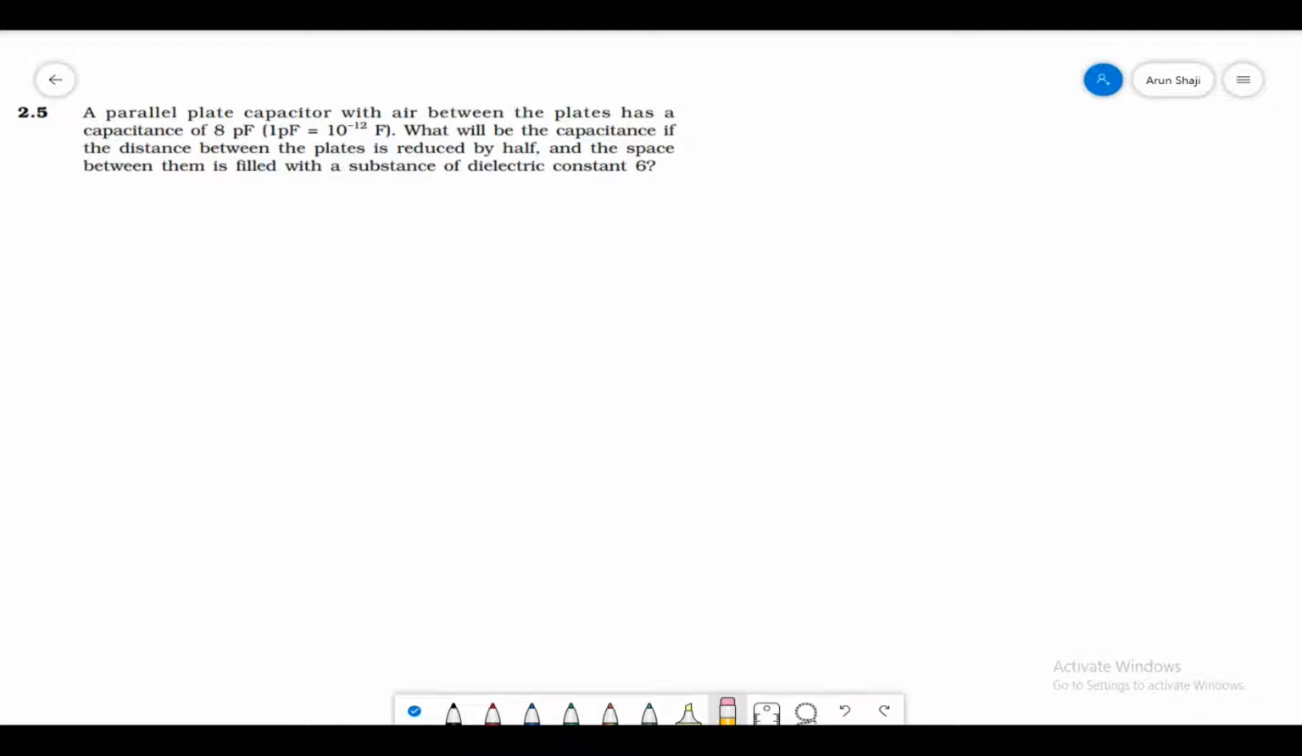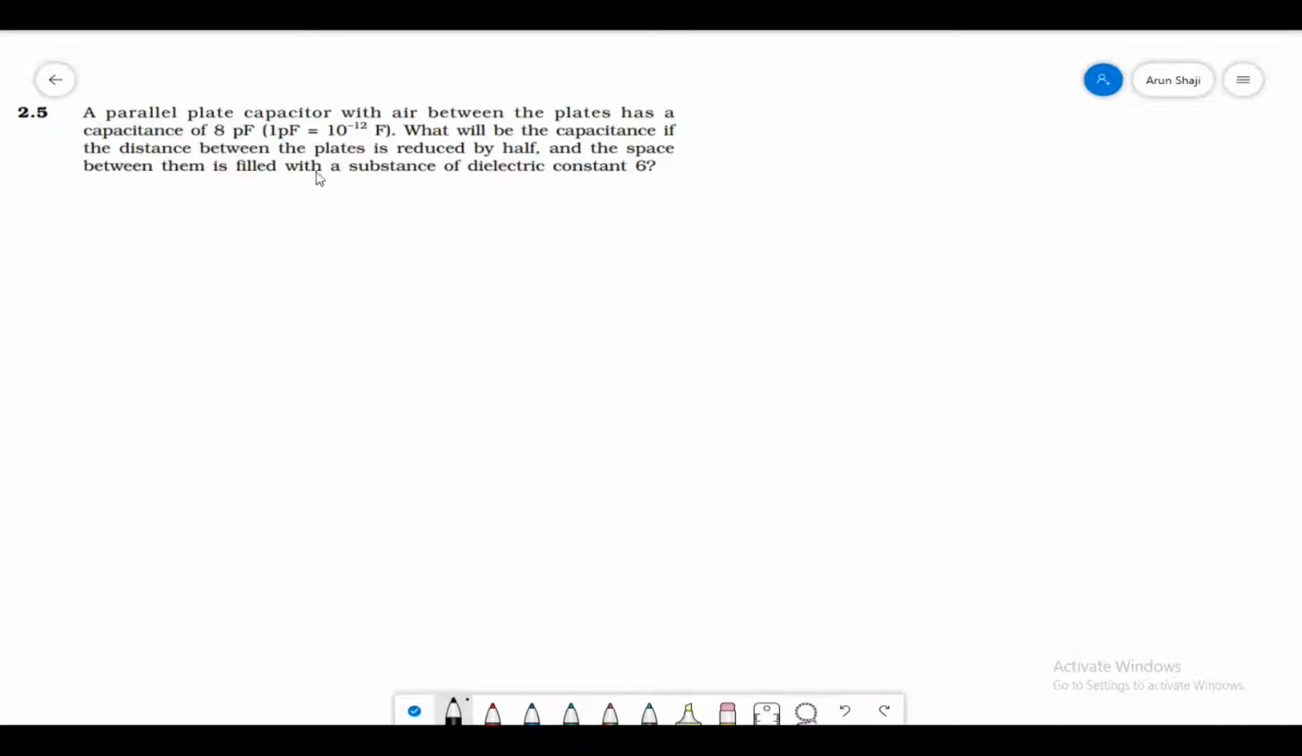This is a question from chapter 2 of physics, exercise number 2.5. Here it is asked: a parallel plate capacitor with air between the plates has a capacitance of 8 picofarad. What will be the capacitance if the distance between the plates is reduced by half and the space between them is filled with a substance of dielectric constant 6?